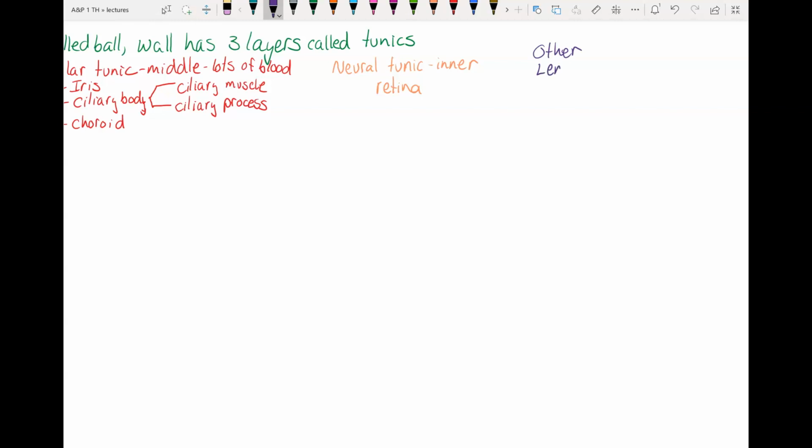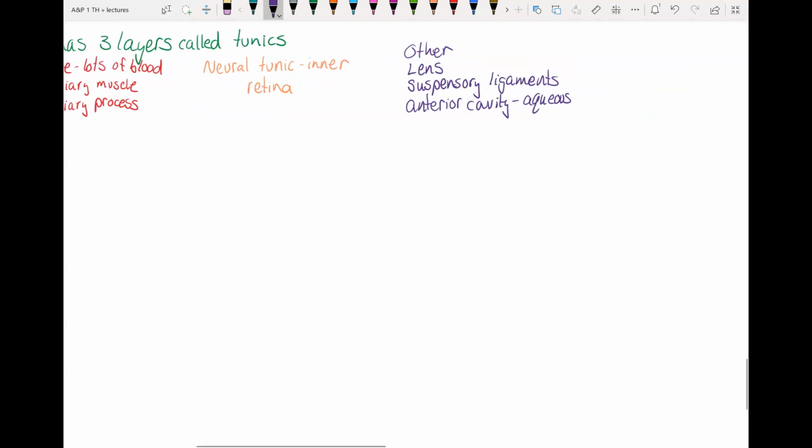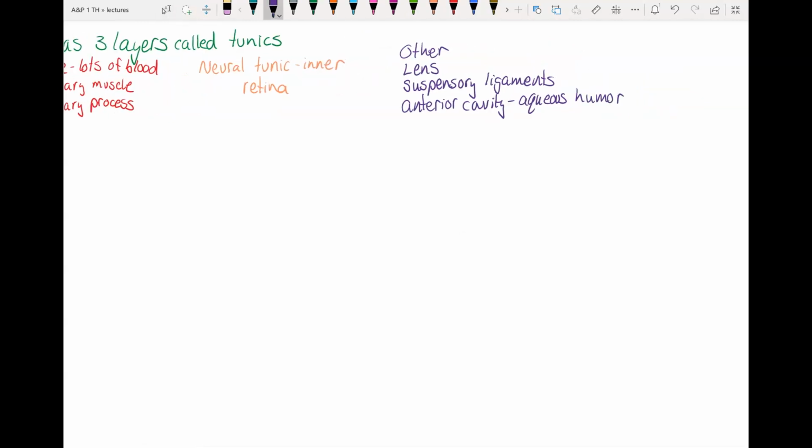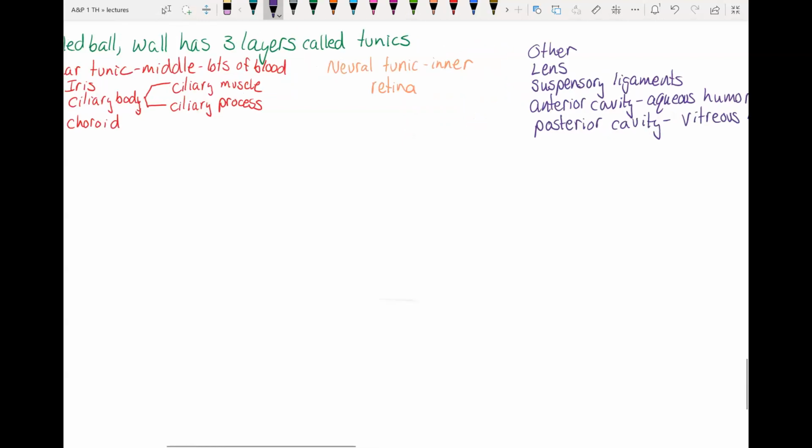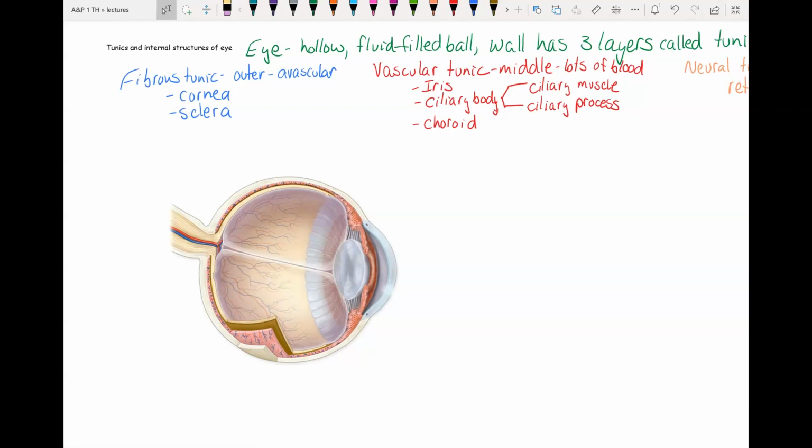So for this, we're going to have the lens, the suspensory ligaments, the anterior cavity, which has aqueous humor, and the posterior cavity, which has vitreous humor. So this is our outline. Now we can start looking at these parts on the eye.